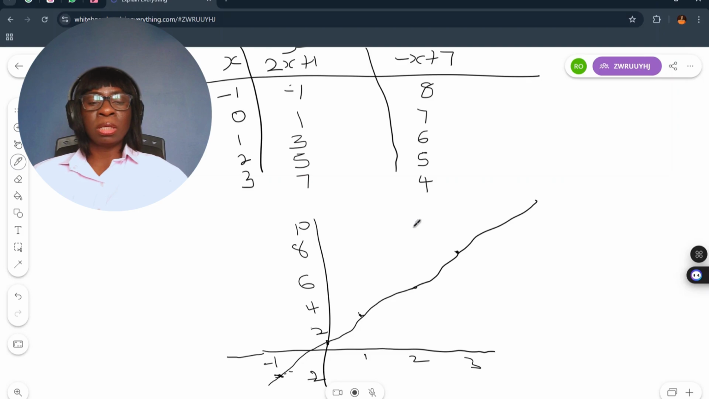Don't mind my drawing. So this is the line for y equals 2x plus 1. Now let's sketch the line for y equals minus x plus 7.